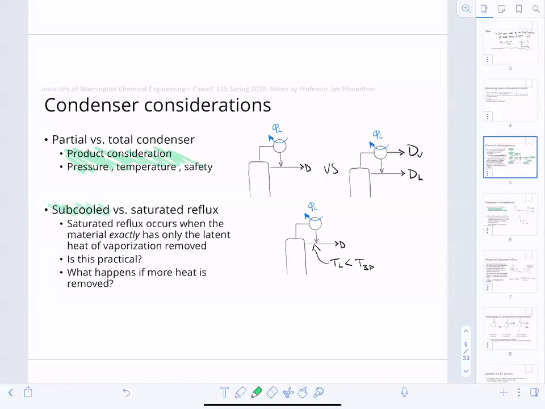So thinking through this, we've had this idea now in our distillation analysis for total condensers that we are 100% condensing all the material. Without much thought about how that would work operationally, you would just model that as a saturated liquid. But that only happens if you exactly remove the latent heat of vaporization. So I just want to point out that that is not really practical.